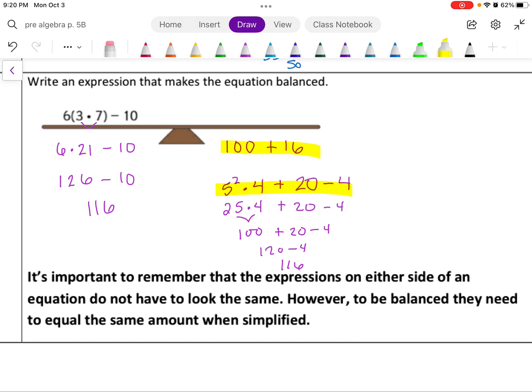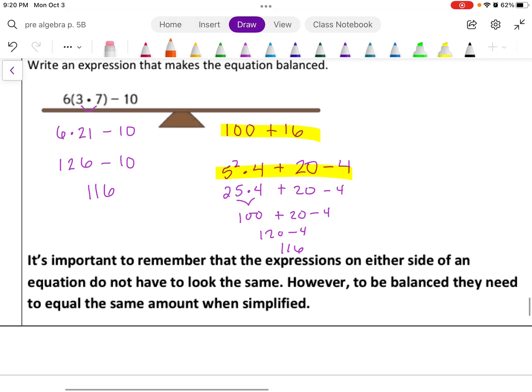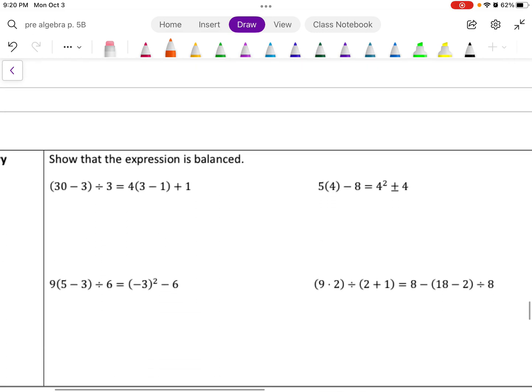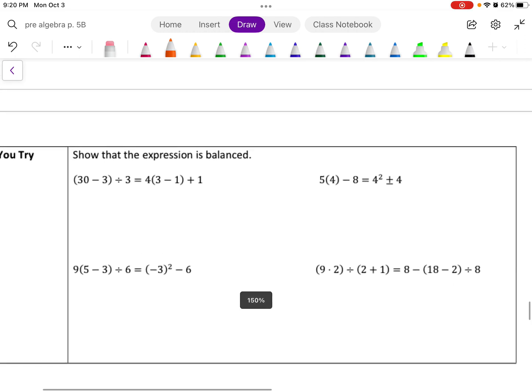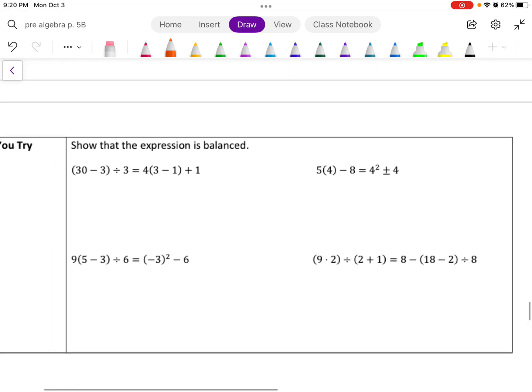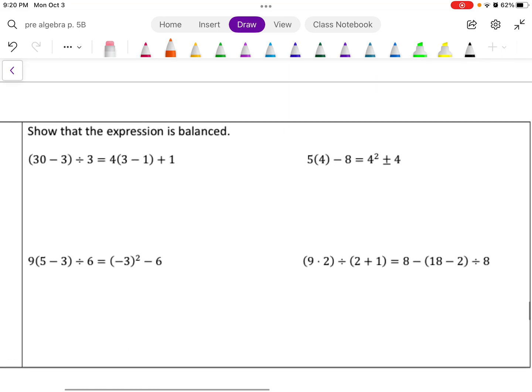Okay, so there are many different options when you're making up your own expression. It's important to remember that the expressions on either side of an equation do not have to look the same. However, to be balanced, they need to be equal the same amount when simplified. Okay, there are a couple examples for you to try on your own. Remember, balanced means that they're equal. They're the same value on both sides.